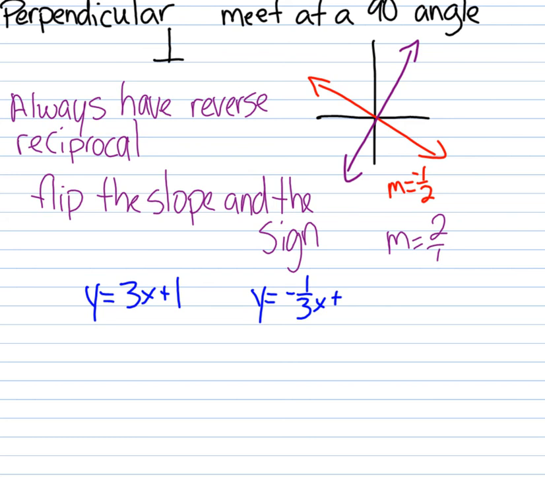This could be +1, +2, +3, +100. It could be -1, -2, -1 billion, -3.75, whatever. The only thing we look at when we talk about parallel and perpendicular, the only thing we really care about is the slope. Okay? Piece of cake? So now to make it more difficult? Sure, why not?